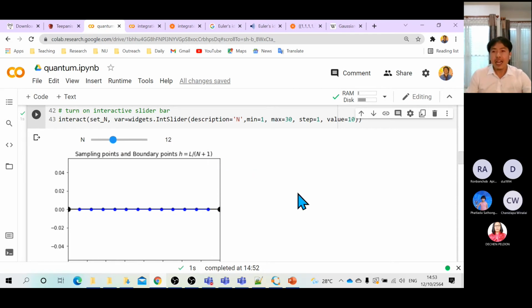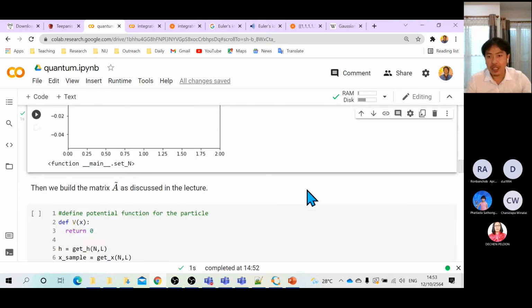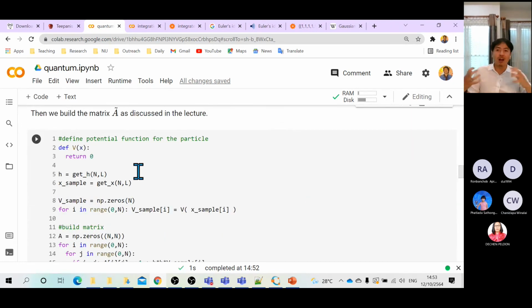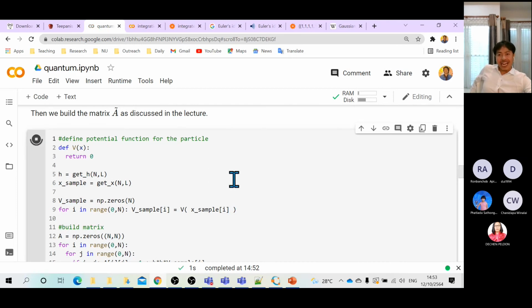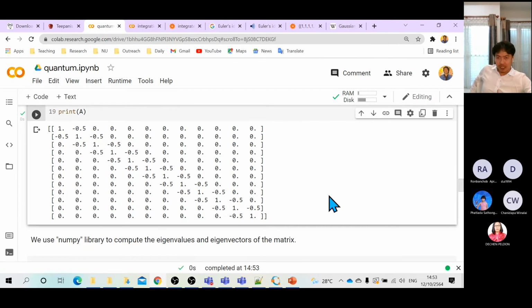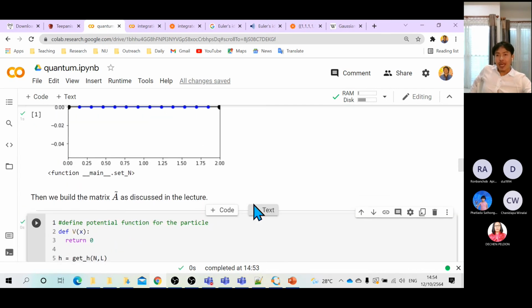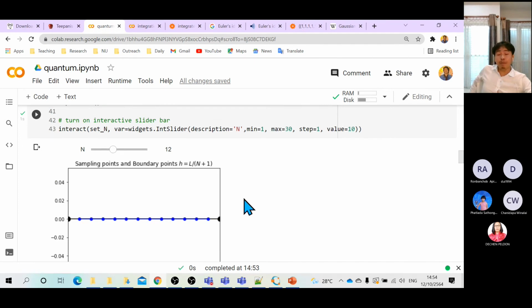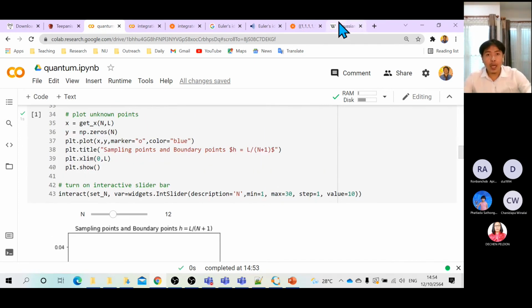Okay, 12 points in. Once we have those 12 points, I can then use my Python Kung Fu that I have been training for 30 years to compute my A matrix. You see there, that's my A matrix. The diagonal is just 1. Why? Because in this problem, I want to explore a very simple box, which we call a particle in a box. You can check that online.